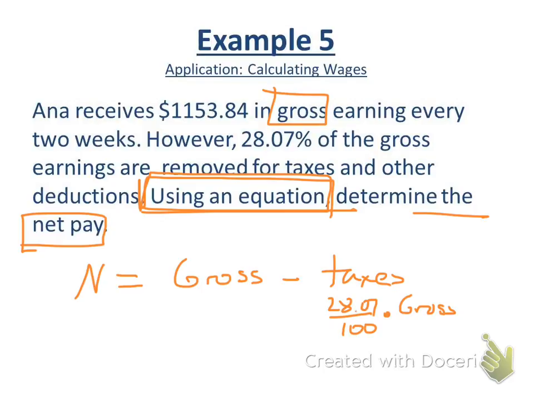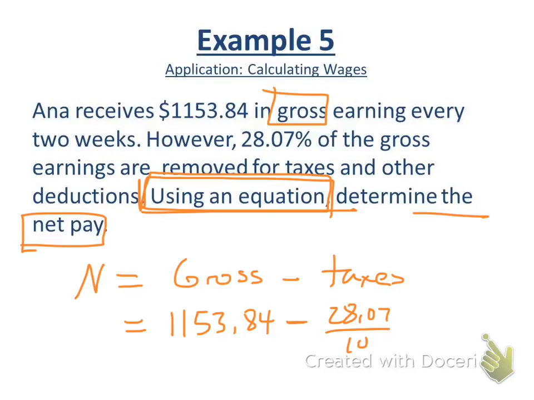All right. So if we actually put this into the equation, we're going to have $1,153.84 minus 28.07% of $1,153.84.